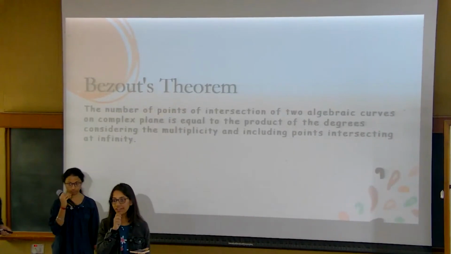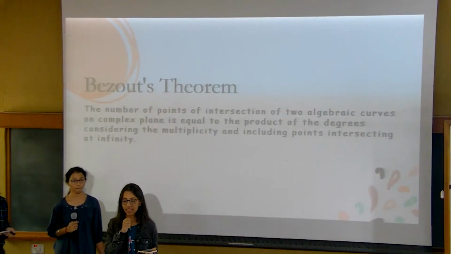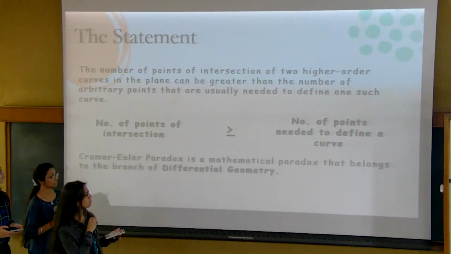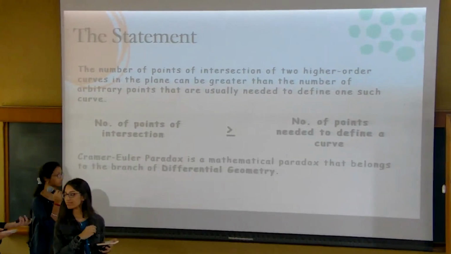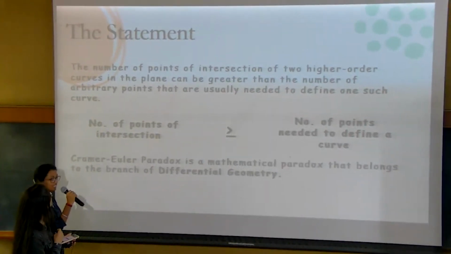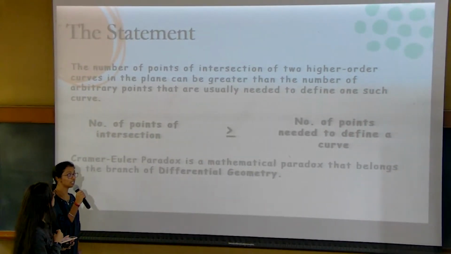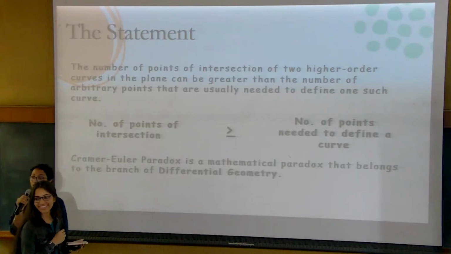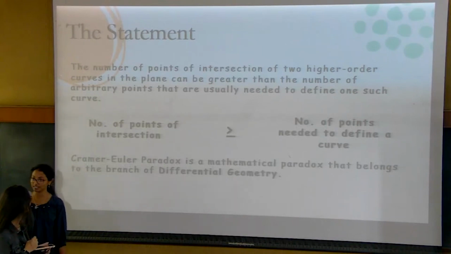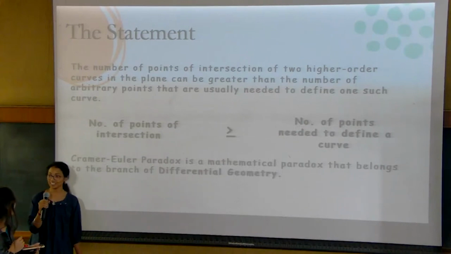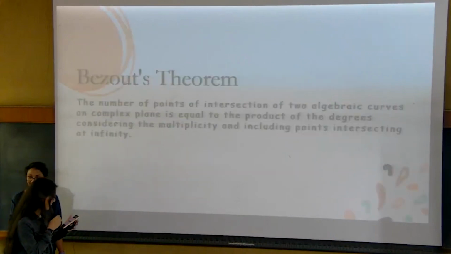The Cramer-Euler paradox is based on two theorems. The paradox says that the number of points of intersection can be greater than the number of points which is required to define such a curve. Why is that a paradox? We'll get to it. Because at the points of intersection, if you consider those points, gradually we'll get to know.